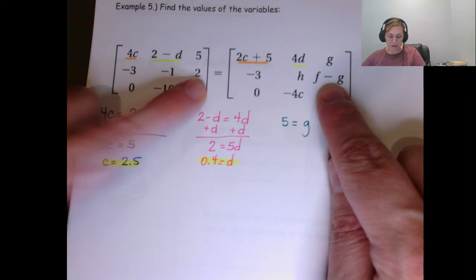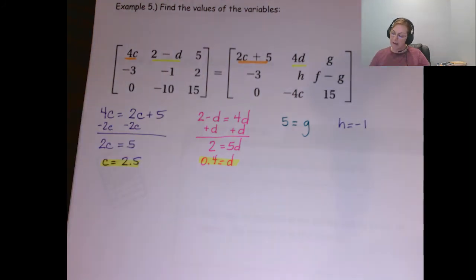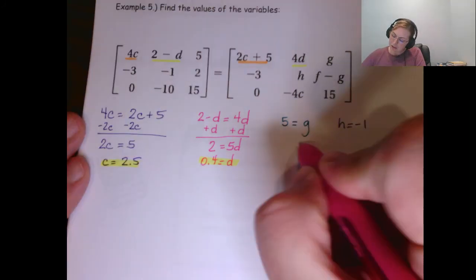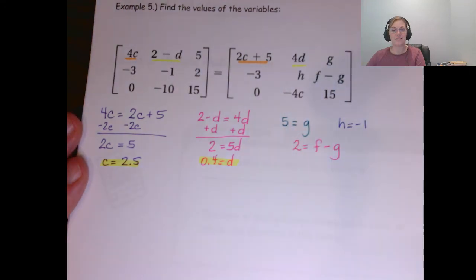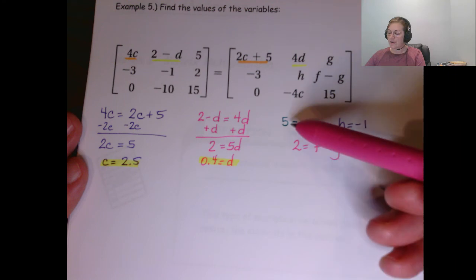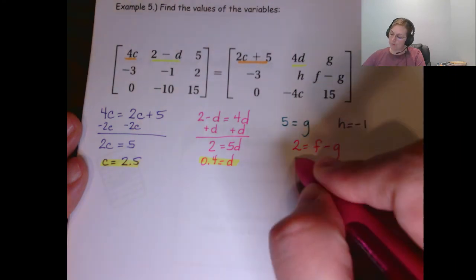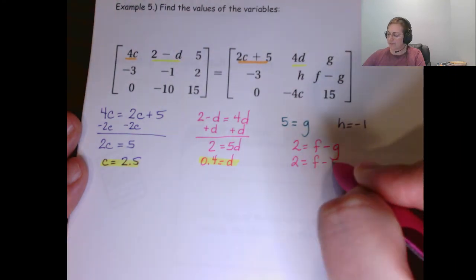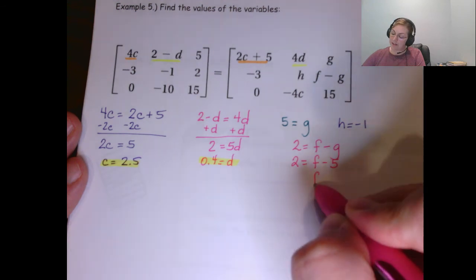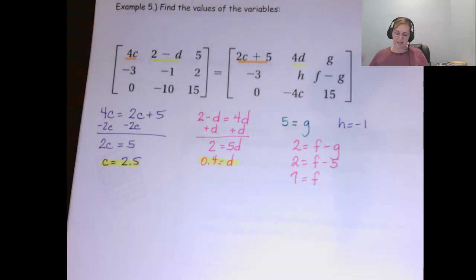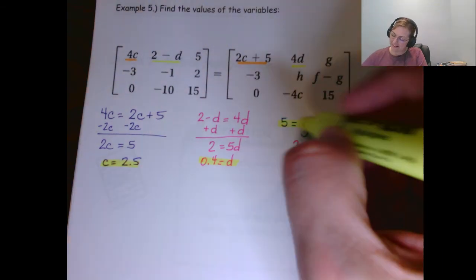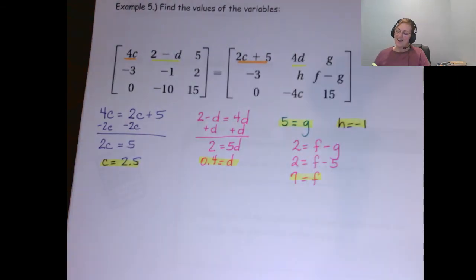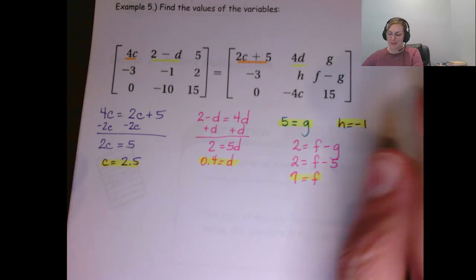Now I'm looking at row 2, column 3. I've got that 2 equals F minus G. Now lucky for us, we already know that G was 5. So we'll make that substitution. And we can tell that F is 7 then. And I'm slowing down on my highlighting here. There we are. Okay, so now we're in row 3, column 1.